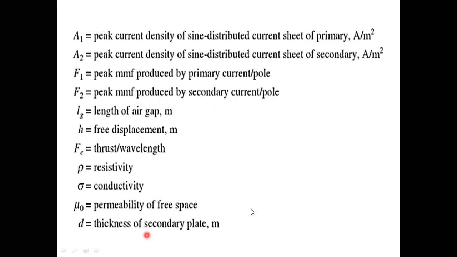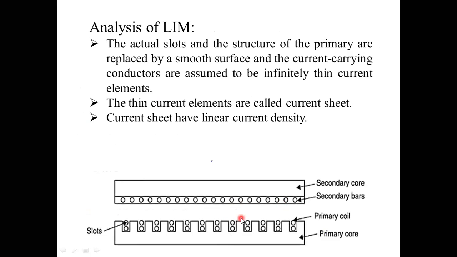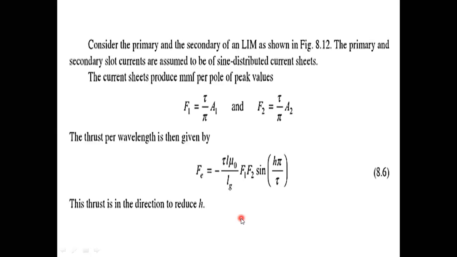space, and d is the thickness of the plate. These are considered in between the primary and the secondary. Finally, how the equation can be obtained from the performance analysis, we can observe here. Consider the primary and the secondary of the linear induction motor in the above figure. The primary and secondary slot currents are assumed to be sine distributed current sheets.